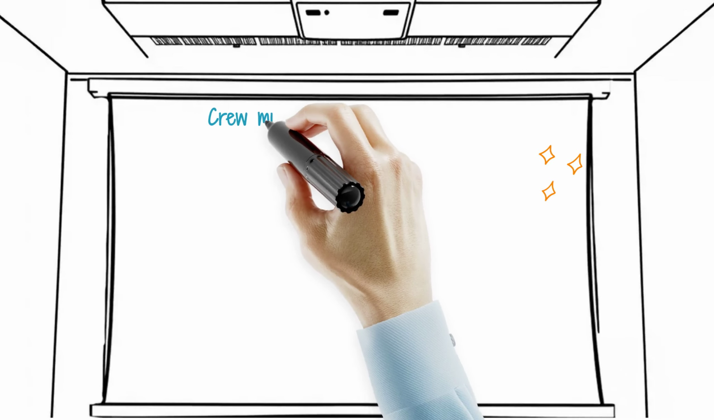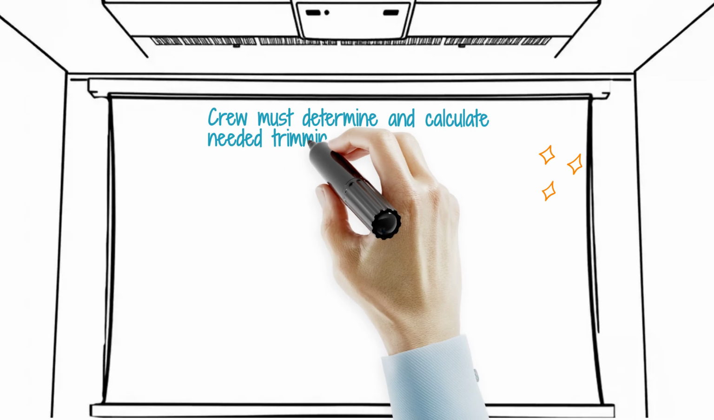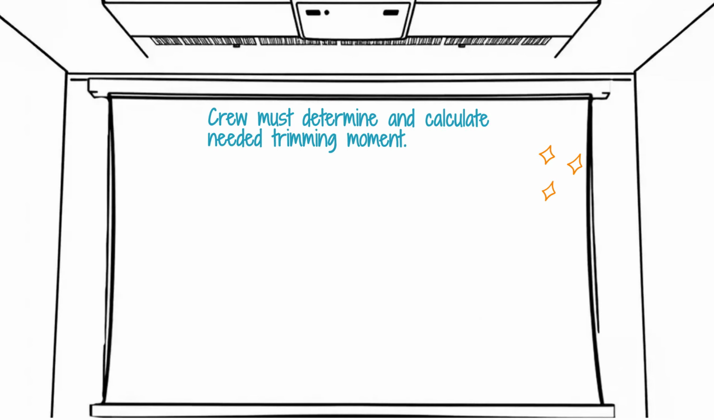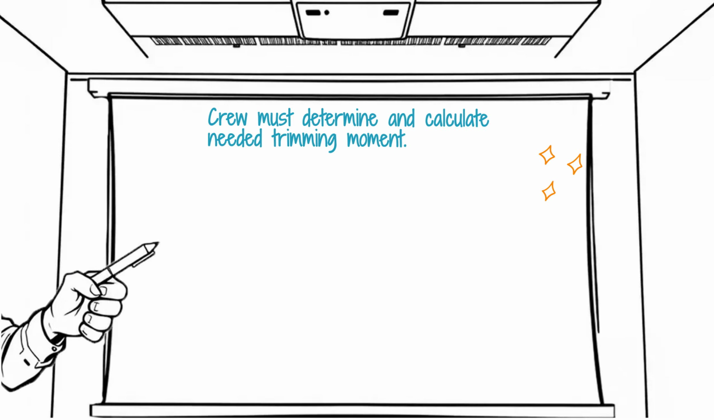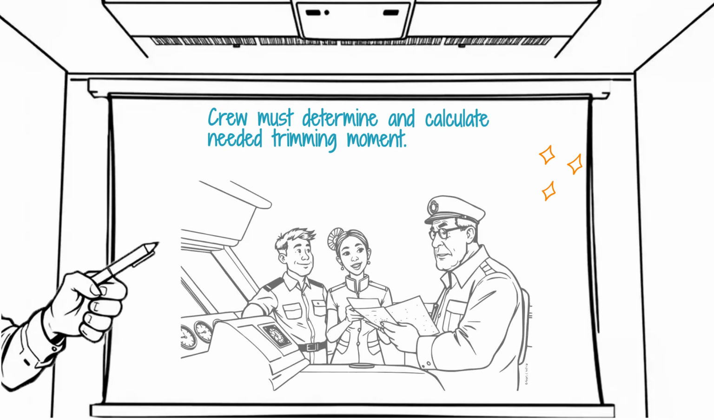So, to correct a ship's trim, the crew must first determine the current trim, decide on the desired trim, and calculate the required trimming moment. This moment is achieved by shifting a known weight over a calculated distance or by pumping a known amount of ballast water into or out of a specific fore or aft peak tank.